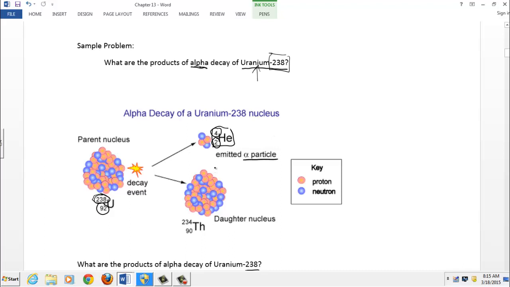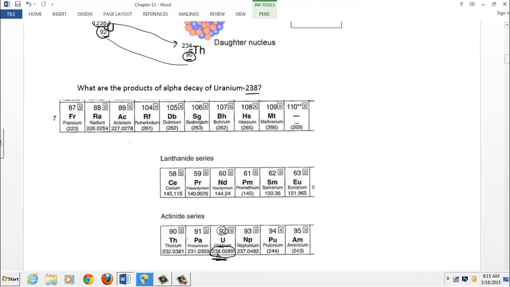So the nucleus that remains behind has lost 4 mass units. So now it's 234. It lost 2 protons. It's number 90. So go to the periodic table and find out what element 90 is. Element 90 is thorium.